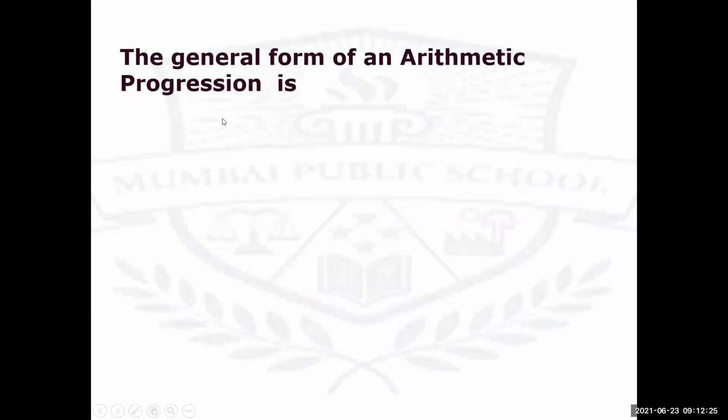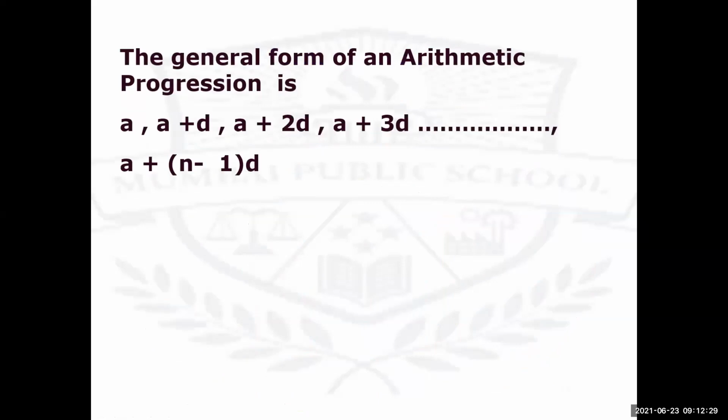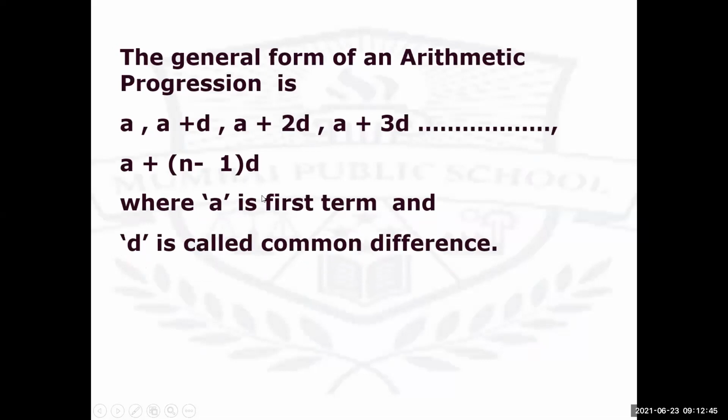The general form of the arithmetic progression is, now this is very important. A, A plus D, A plus 2D, A plus 3D, and so on. So this will move to A plus N minus 1 into D. So each time you have to just subtract 1. Where A is called the first term and D is what? D is the common difference.